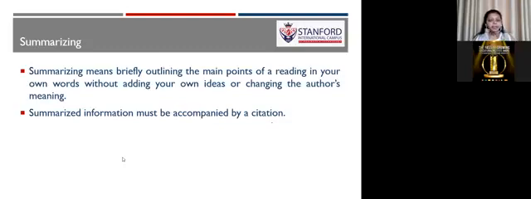So let's look at it again. Summarizing means it's about the main points of your reading and you are writing them by using your own words, but you're not permitted to change the original meaning. So this is what you mean by summarizing. I hope you understood that. Did everyone understand what is summarizing? Yes, okay. And in a research context, specifically remember this, you have to accompany your summary with the citation.